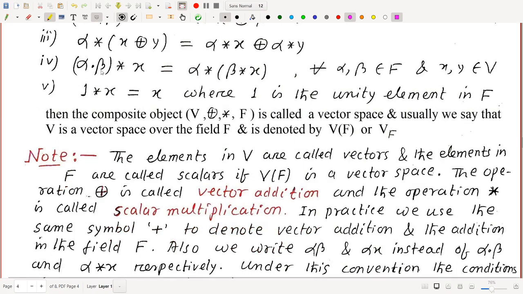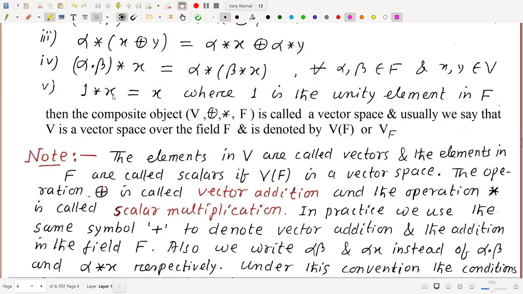Number 4, alpha dot beta bracket star x. Alpha and beta are elements in the field, and in the field there is another operation, dot multiplication, alpha dot beta. Star x is alpha star bracket beta star x. On the right side it is not dot, because between an element of the field and an element of V, star should be there. So beta star x is an element of V, and that's why alpha star beta star x, as if associative.